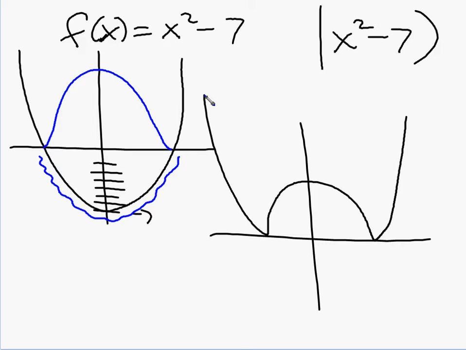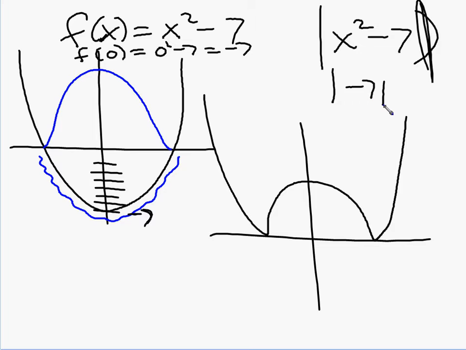Okay, and that's the effect that absolute value has: any negative value is going to become positive. All right? And if we think about that, that makes sense. What's f of 0 in the original function? Wouldn't it be negative 7 down here? Well, if I take the absolute value of negative 7, it's positive 7. Okay, so that little low spot, the minimum of the quadratic, gets flipped up. Okay, so that's the situation there.